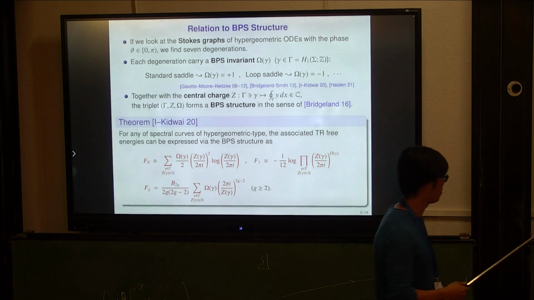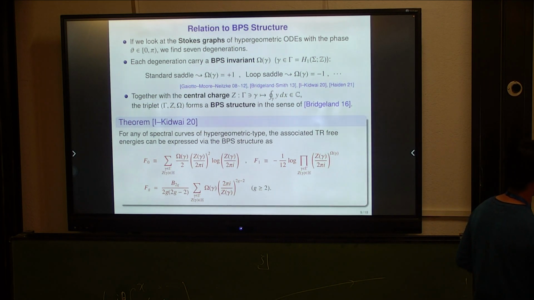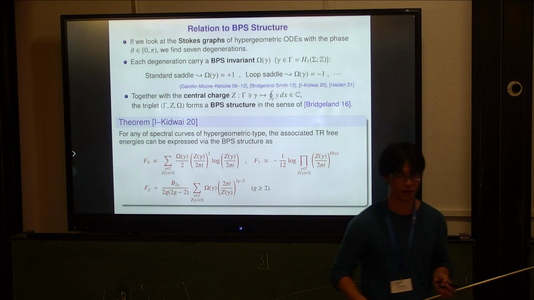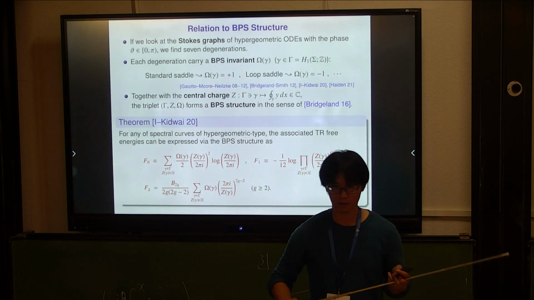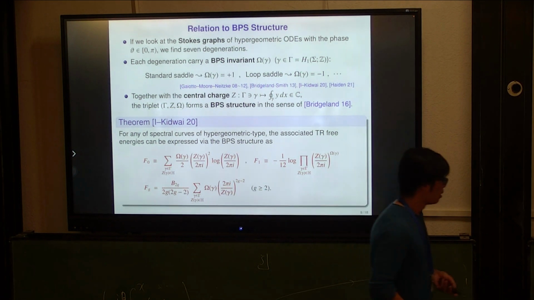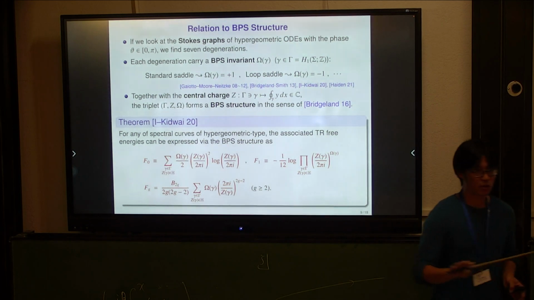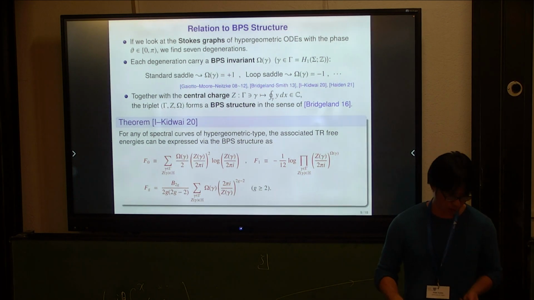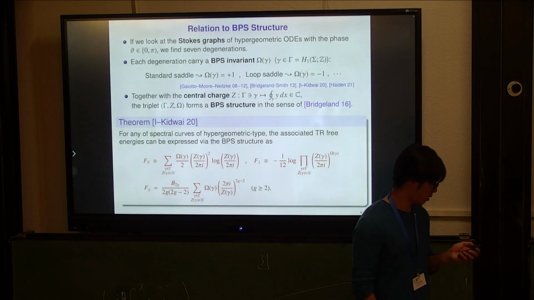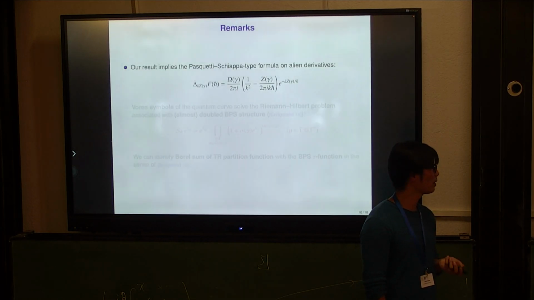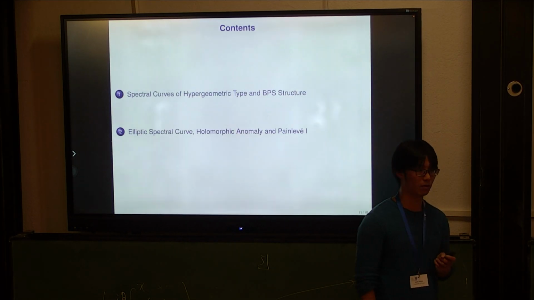Then that definition works in describing the expression of the free energy. So this is basically the case of hypergeometric equations, where the spectral curve is genus zero. Now I want to discuss the genus 1 spectral curve and its relation to the Painlevé equation.